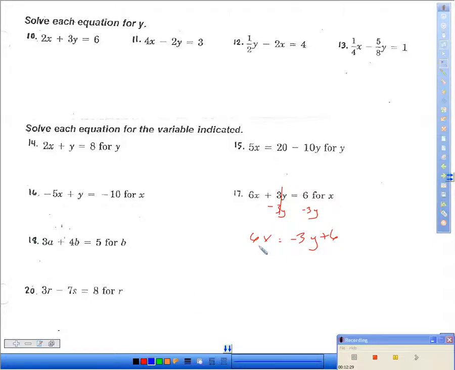At this point, though, x has been multiplied by 6, so we need to divide the left by 6, and I'm going to divide each part of the right by 6. The 6 divided by 6 on the left cancels, just giving us x. On the right hand side, the negative 3 over 6 reduces to negative 1/2, and I'm just going to bring the negative 1/2 out in front, so negative 1/2 y. The 6 divided by 6 is 1, so plus 1. At that point, the x is by itself, which means that we have successfully solved that equation for x.